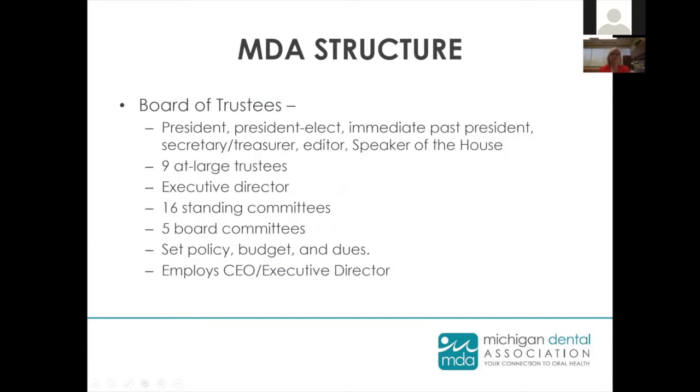Our Board of Trustees is made up of 6 officers, including the president-elect, the immediate past president, our secretary, treasurer, editor, and of course, Speaker of the House. As you all know, we have 9 trustees and they all serve at large. I am a member of the Board of Trustees as the executive director, an ex officio member without the ability to vote. The board has 16 standing committees and 5 board committees, and they're responsible for setting the policy, budget, and dues. They also employ me as the CEO executive director.